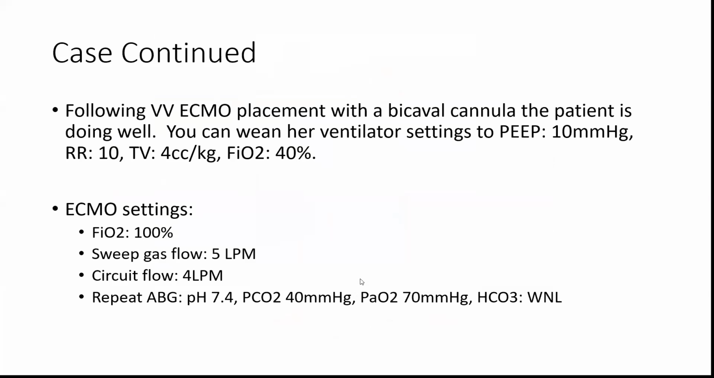Following VV ECMO placement with a bicaval cannula, the patient is doing well. She is on the ventilator at a PEEP of 10, respiratory rate 10, volumes of 4 cc per kilogram, FiO2 of 40. ECMO settings were FiO2 of 100 with a sweep of 5, circuit flow of 4, and repeat ABG showing 7.4, 40, 70, and bicarb within normal limits.